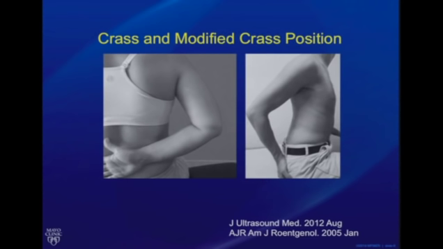Essentially, the ultrasound exam of the rotator cuff is performed either with the patient having a crass position or a modified crass position. In either position, what happens is that we are trying to pull out the supraspinatus tendon from under the acromion so that we can evaluate it in a clearer fashion.